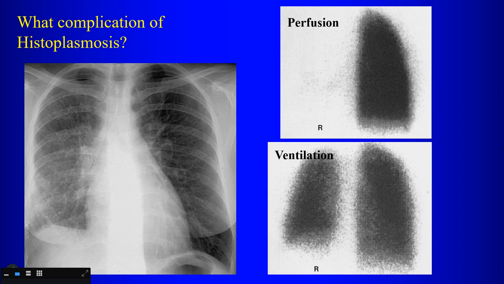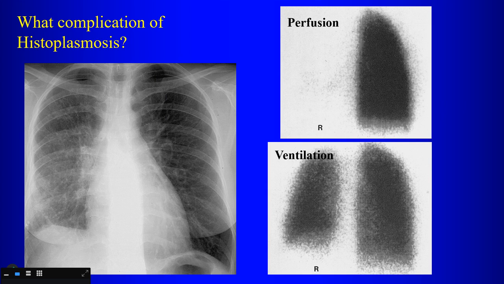Pulmonary histoplasmosis complications. Let's talk about complications. Perfusion scan, ventilation scan. What's the finding on the perfusion and ventilation scan? Yes, there's no perfusion to the right lung. That's the largest mismatch you can possibly see, right? And then, what's the findings on the chest radiograph? Opacification of the right lung. A hazy opacification of the right lung.